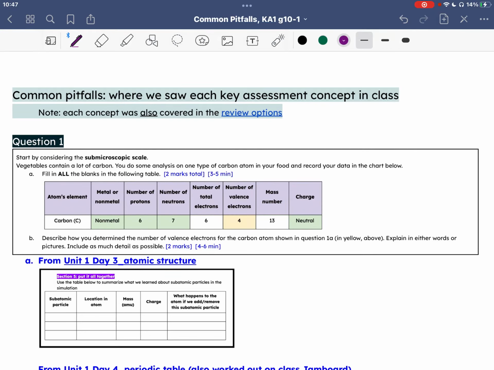Hello and welcome. The purpose of this video is to talk through each of the problems that you saw on the key assessment. I'm going to mention where we saw the concept in class and also help you reflect and review for each problem. So question number one.